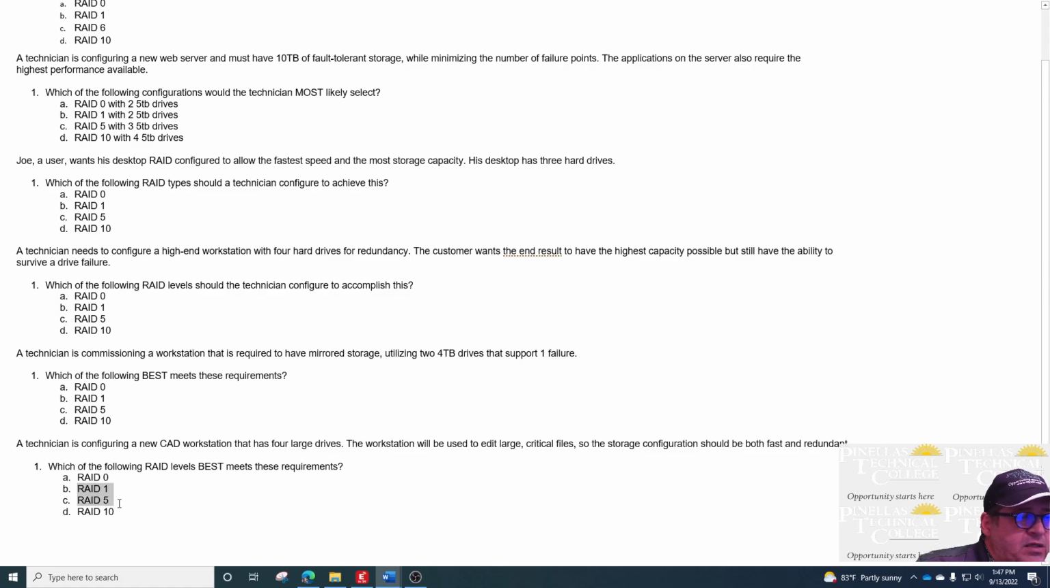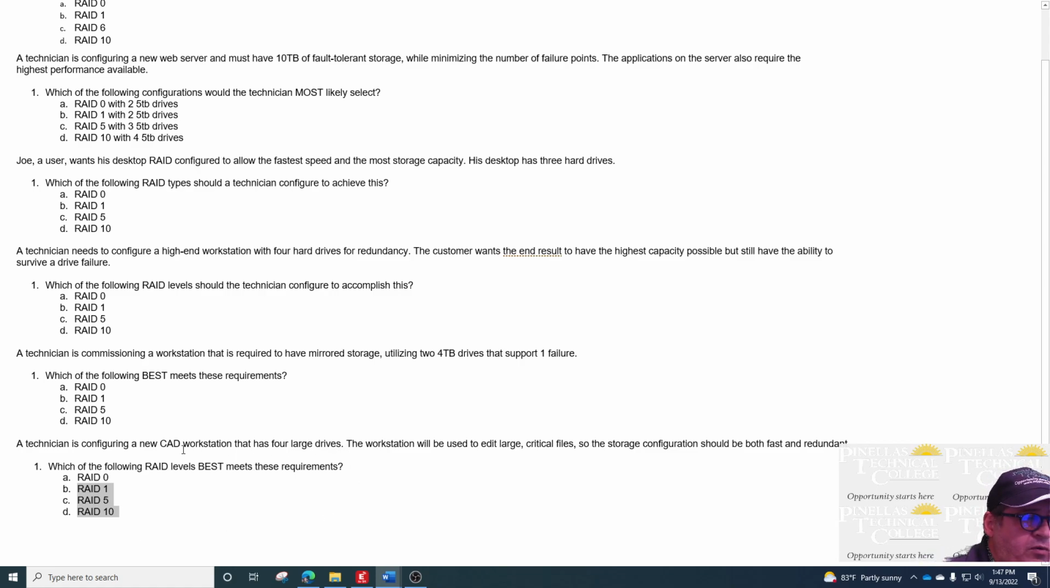Now here we really get into the specifics of each RAID. The fact that they're setting up a CAD workstation, they will be using 4 large drives. So all of these we could set up 4 large drives. We could do mirrored drives with 4 because it's an even number of drives. We can definitely do a RAID 5 with 4 drives and a RAID 1.0 with 4 drives. As a matter of fact, that's the minimum for that.